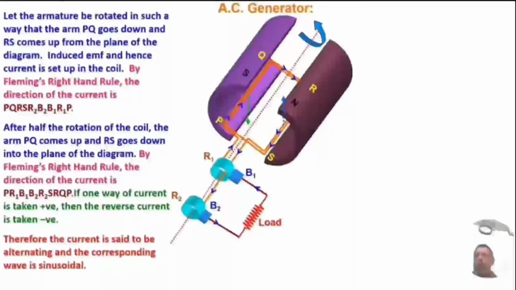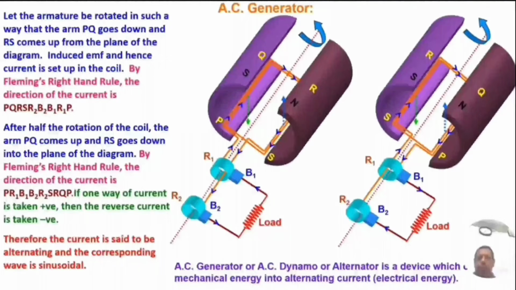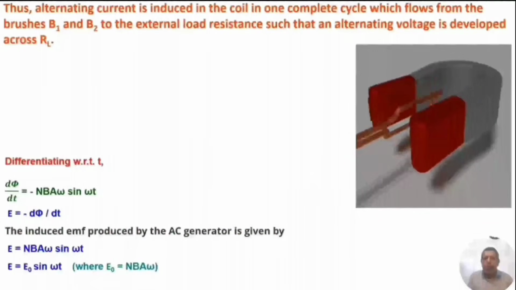After half of the rotation of the coil, PQ comes up and RS goes down. By Fleming's right-hand rule, the direction is given by P, R1, B1, B2, R2, S, R, Q, P. If one direction of the current is taken as positive, the reverse current is taken as negative. Therefore, the current is said to be alternating and the corresponding wave is a sinusoidal wave, as shown in the second diagram. Thus, alternating current is induced in the coil in one complete cycle, which flows from the brushes B1, B2 to the external load such that an alternating voltage is developed across R_L.